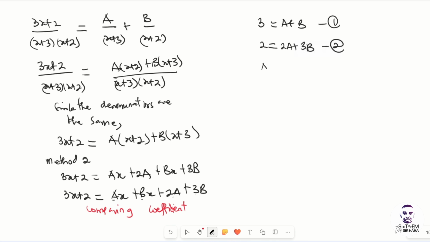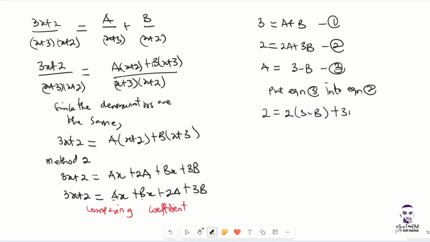So we can say that a is equal to 3 minus b. We can call it equation 3. And then we put equation 3 into equation 2. So we are using the substitution method, right? So we have made a the subject in equation 1. So we move b across the equal sign. a is equal to 3 minus b. We call it equation 3. Then we put equation 3 into equation 2. So we get 2 is equal to 2. Wherever we see a, we put what? 3 minus b there, plus 3b.